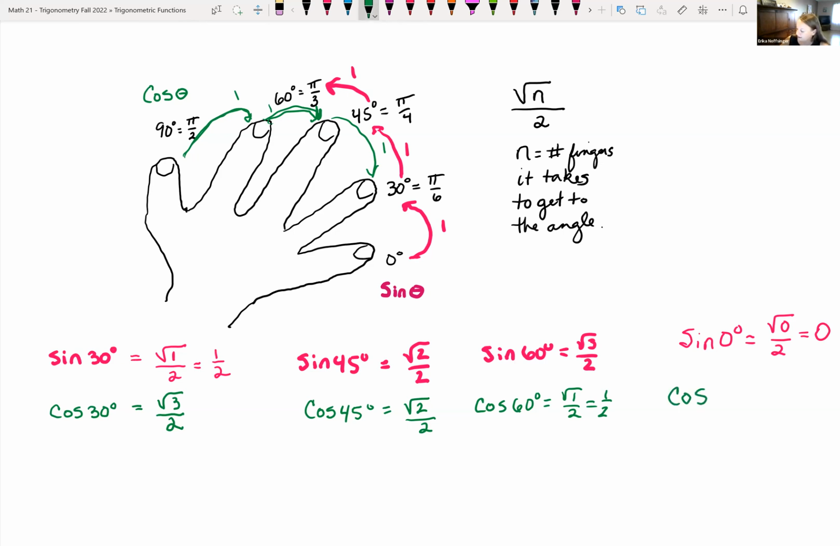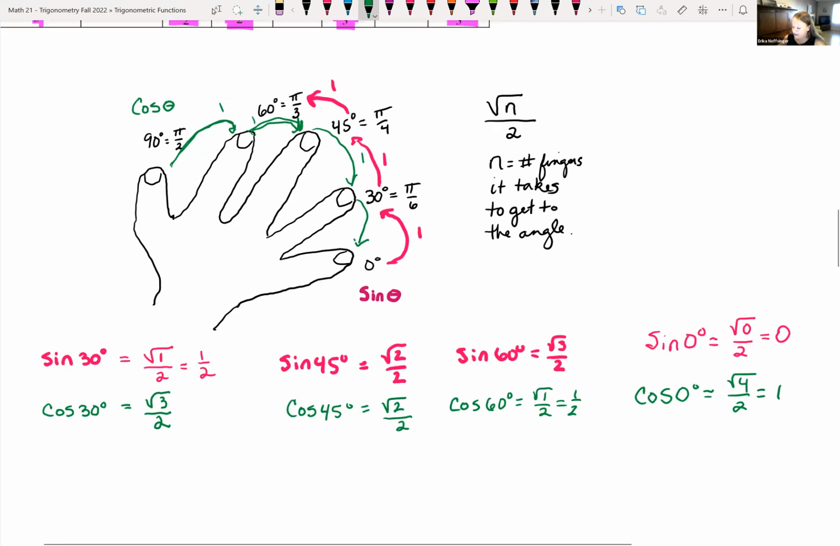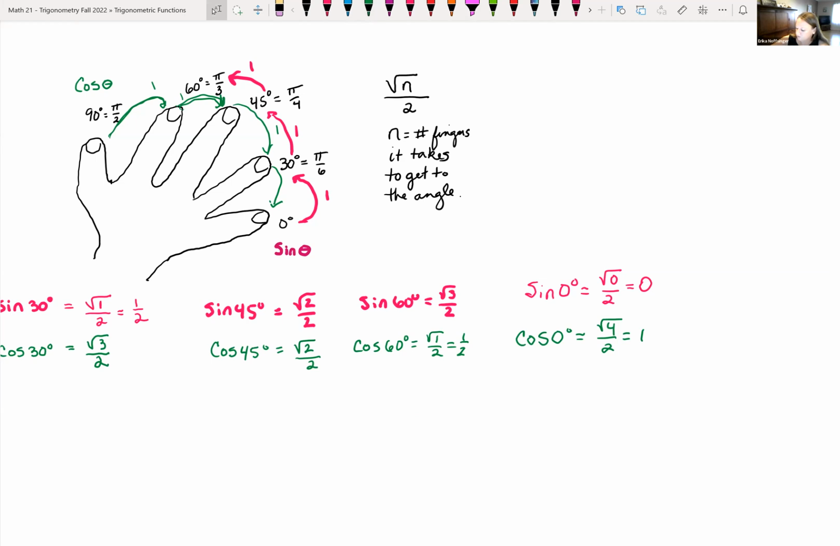Cosine of 0 degrees: counting the number of fingers down from my thumb, I have 1, 2, 3, 4. So this is equal to square root of 4 all over 2. Well, square root of 4 is 2, and 2 over 2 gives us back 1. If we wanted to do sine of 90 degrees, counting the number of fingers from our pinky, we have 1, 2, 3, 4. And so this is equal to root 4, which is 2, all over 2, which is 1.